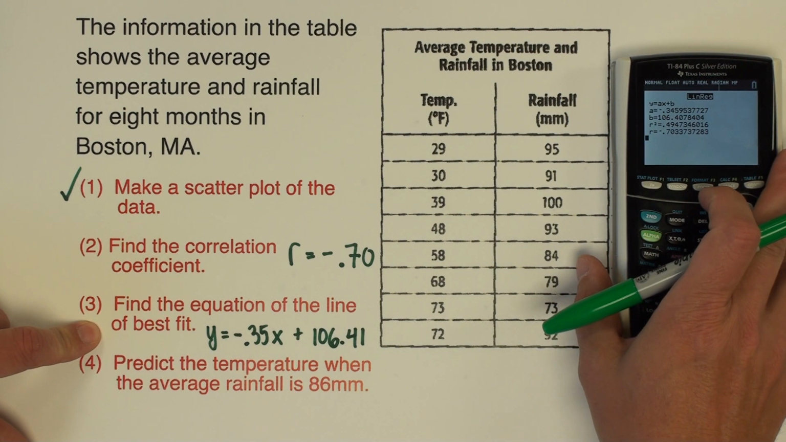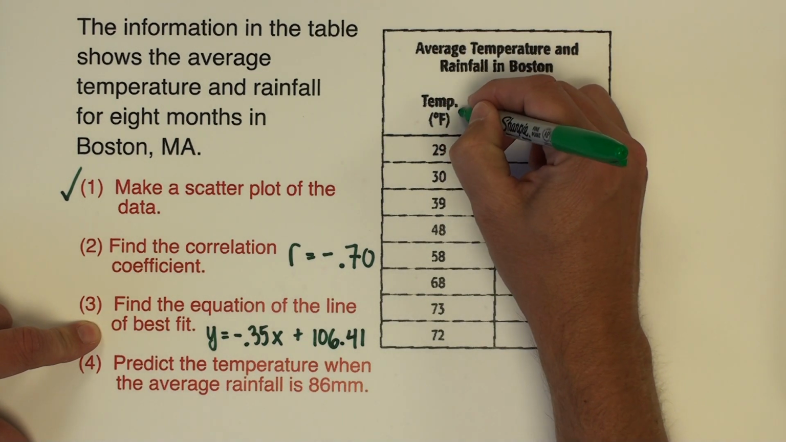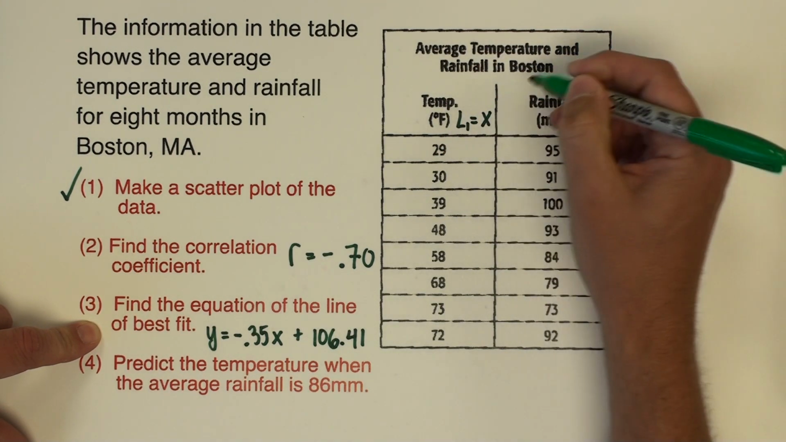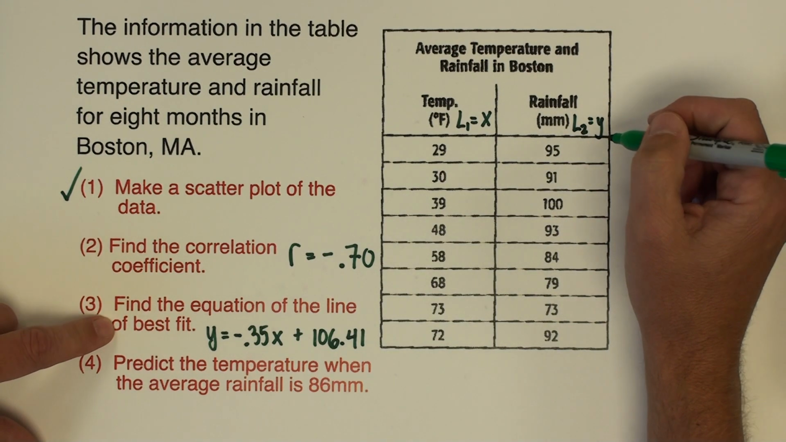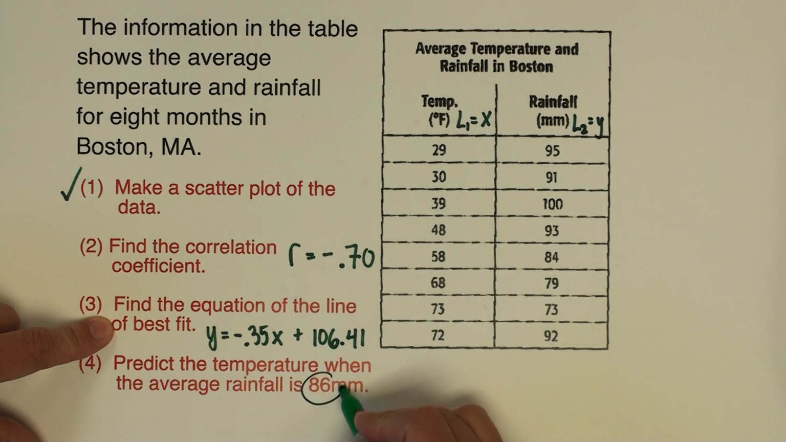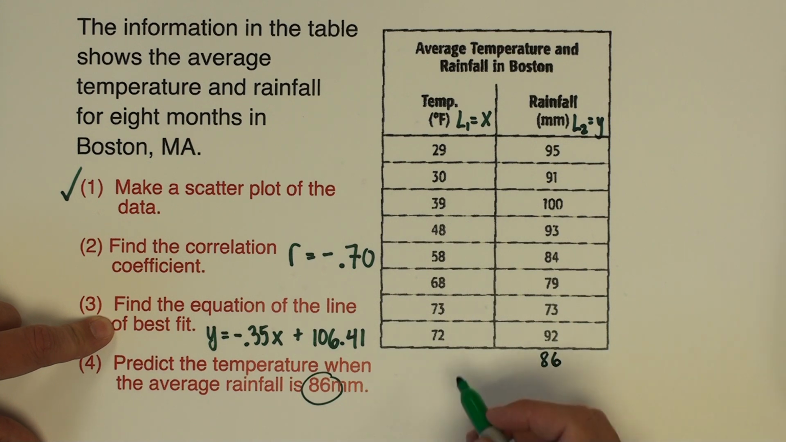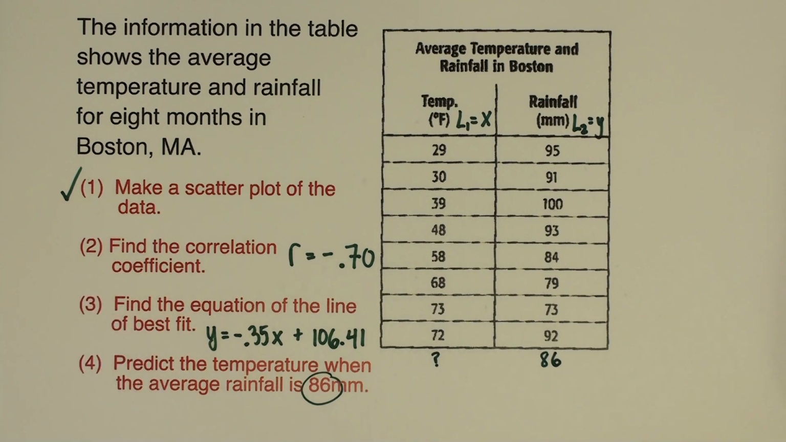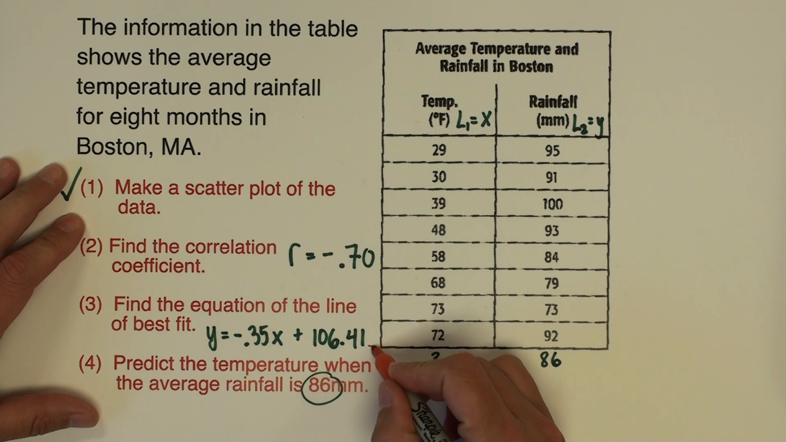Now in my calculator here, I had put temperature into list 1, which is the X. And I put rainfall into list 2, which is the Y. So this is a rainfall amount. This goes into this column of the table. So I want to know what's that value right there. So it's important to know where we are going to put that rainfall amount. And so we're going to put it into the Y variable. So I'm going to have 86, I'm using this equation right here.